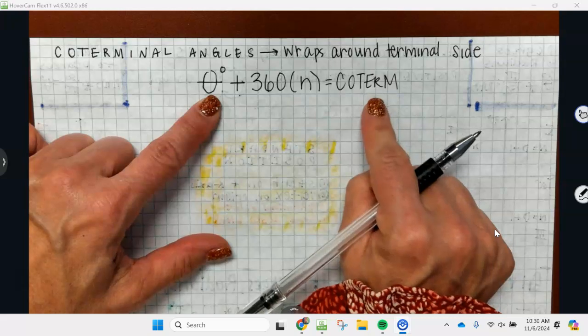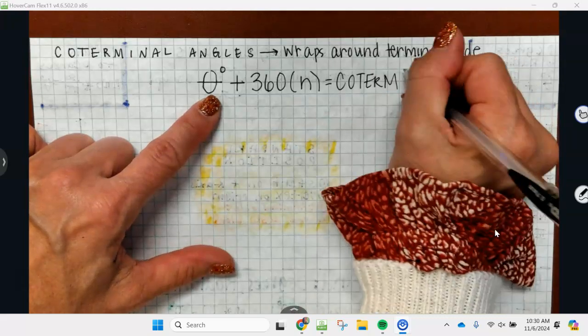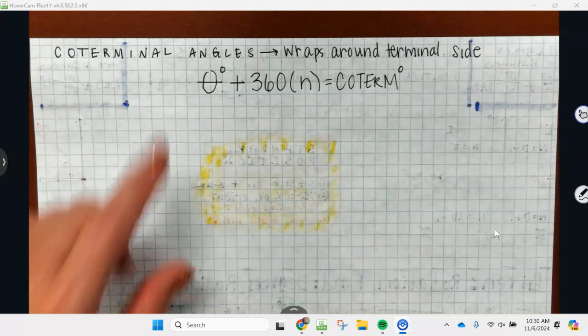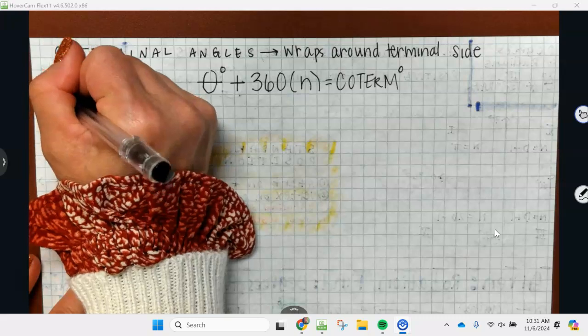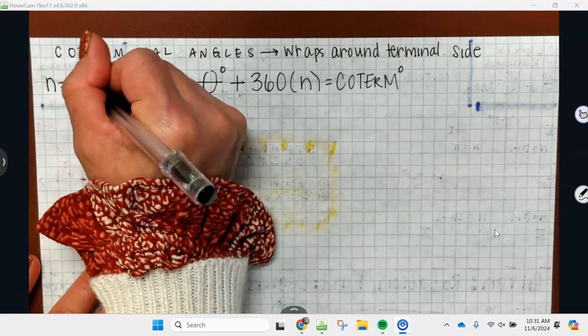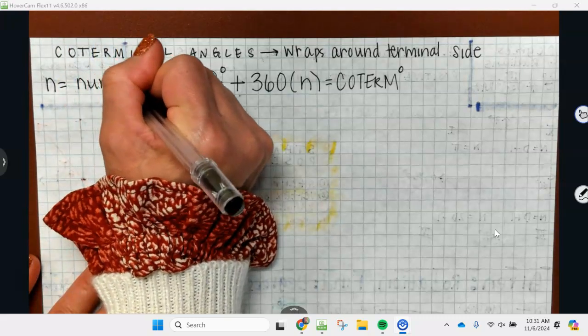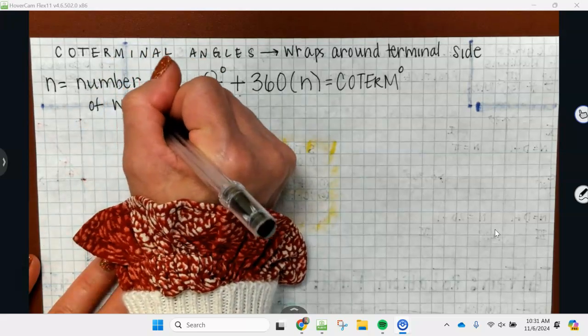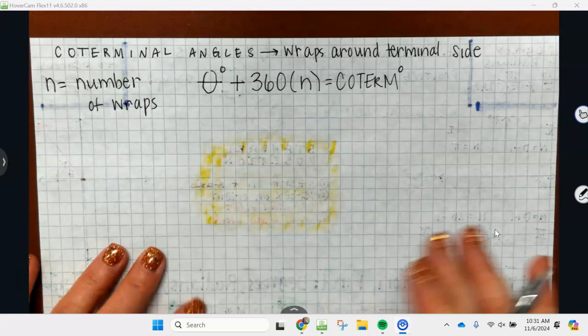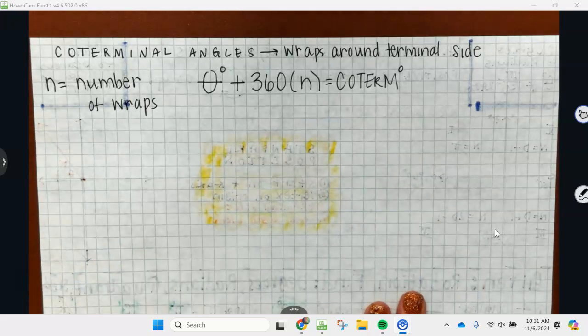And I'm not writing coterminal all the way out. I'm just writing coterm, but I'm putting a degree symbol up there. n stands for number of wraps. Let me show you what I'm talking about.